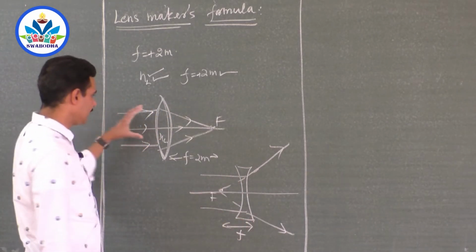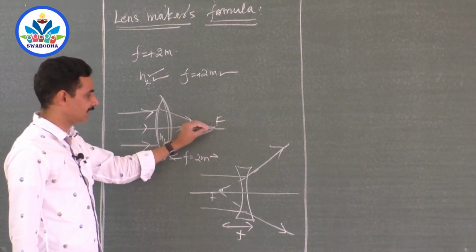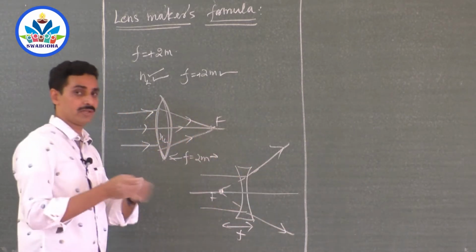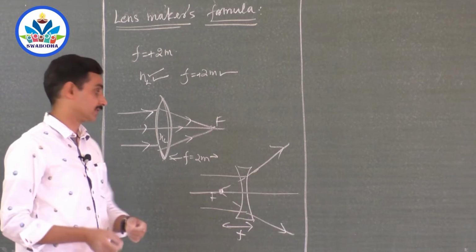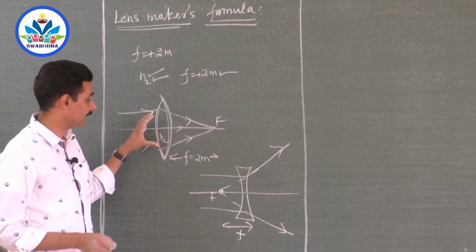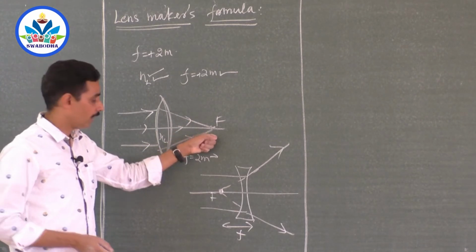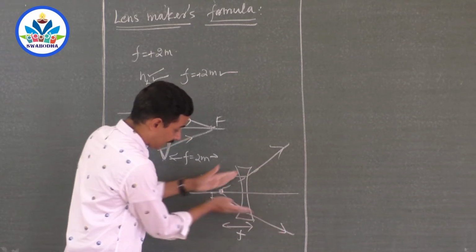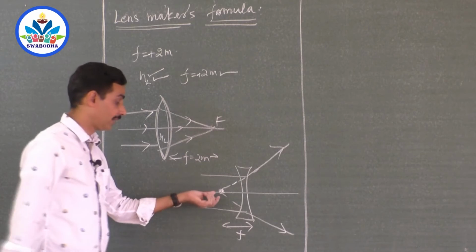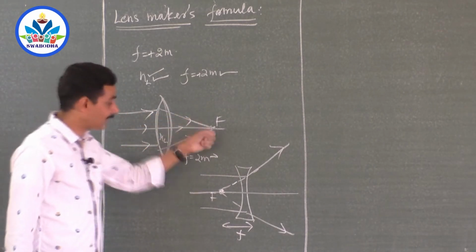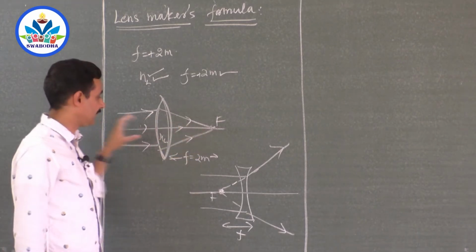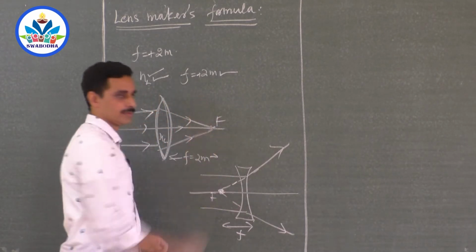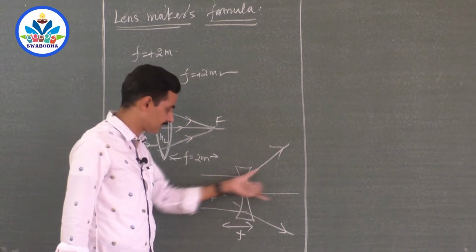So if parallel rays are incident on a lens, after refraction either they converge at a point, or they appear to diverge from a point. If parallel rays are incident on a convex lens, after refraction they meet at a point. If parallel rays are incident on a concave lens, after refraction they diverge and appear to diverge from a point. In one case they really converge at a point. In the other, they only appear to diverge from a point. That is not real, it is only appearing to diverge from this point.